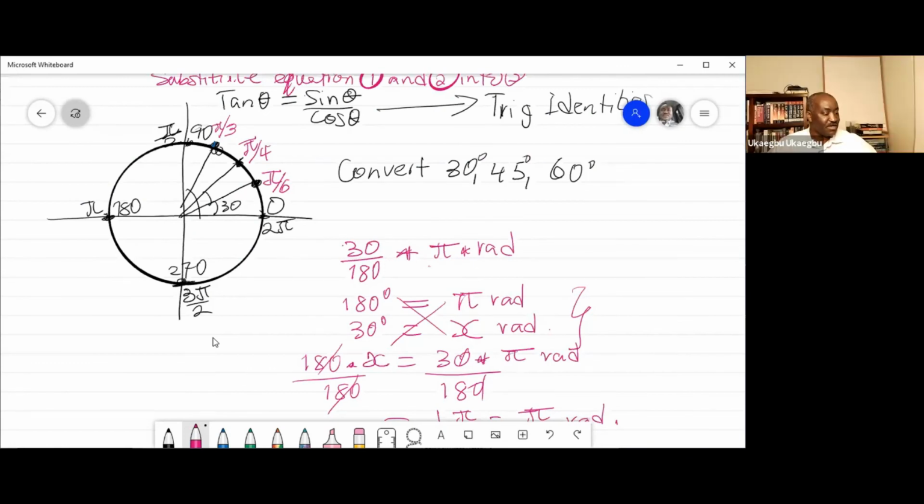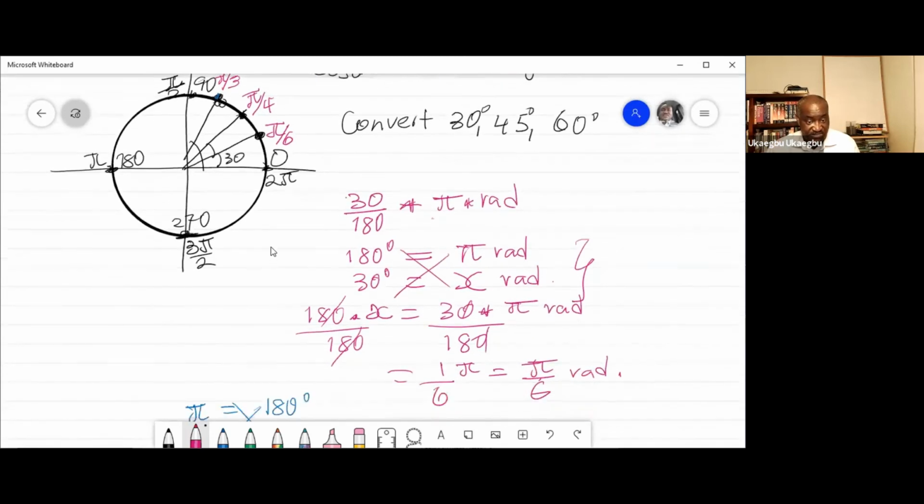Okay. So, ladies and gentlemen, converting from degree to radian or from radian to degree, they are synonymous with the unit circle. You must know it. You must understand it to make progress in this course. This basic conversion, you have to get it somehow. Now we have converted many degrees to radians. So now let's go over and start converting more radians to degrees.